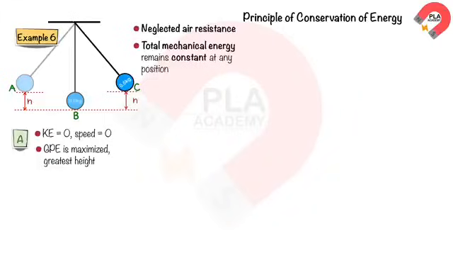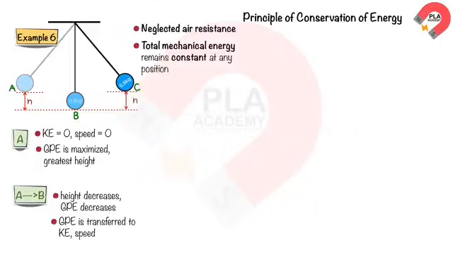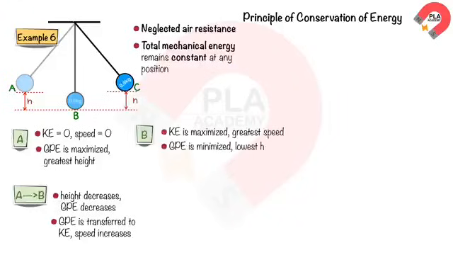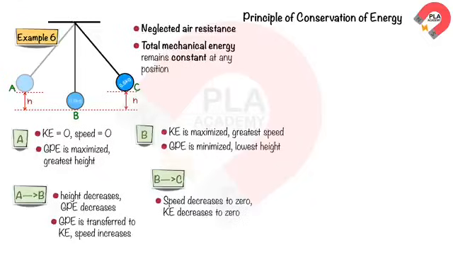As the pendulum swings from point A to point B, its height decreases, resulting in a decrease in gravitational potential energy. This gravitational potential energy is transferred to kinetic energy, causing an increase in speed. At point B, the kinetic energy and speed are maximized, due to greatest speed, while the gravitational potential energy is minimized due to the lowest point of the swing. As the pendulum swings from point B to point C, its speed decreases from the maximum to zero, leading to a decrease in kinetic energy to zero. This kinetic energy is transferred to gravitational potential energy.